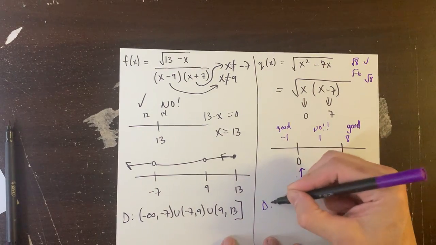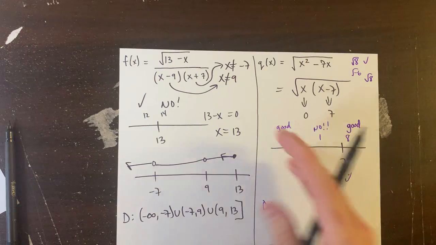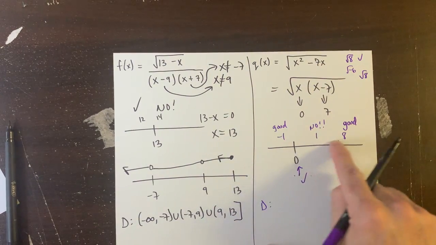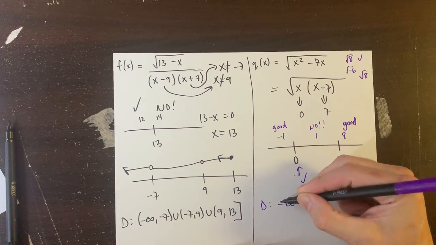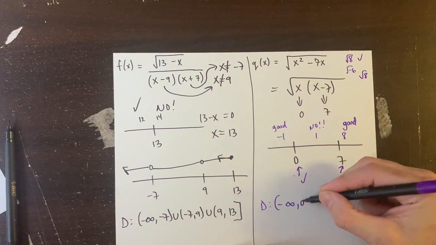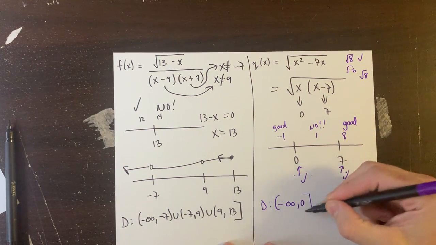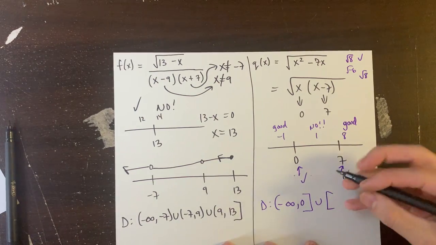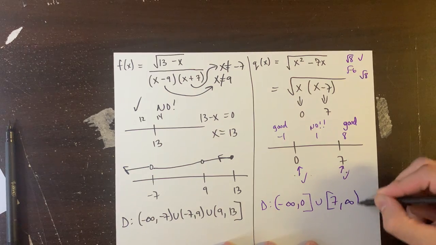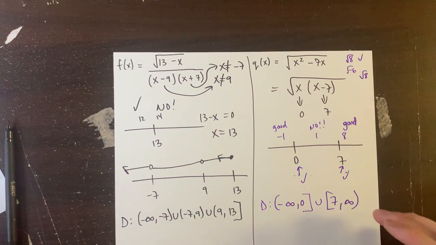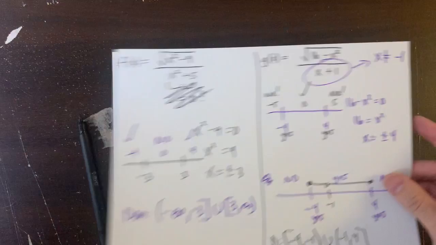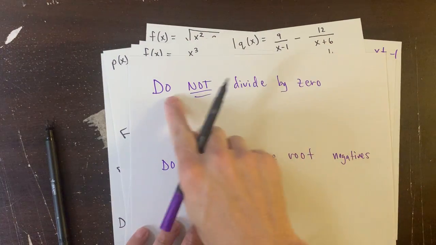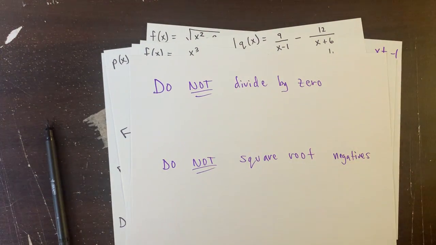So it seems like this would be the domain. It seems like it's everything up to here and everything from there except this piece in the middle, because that's no, no, no. So it'd be negative infinity up to 0, and the 0 is okay. We skip this, and we continue from 7 all the way up to infinity. So this is how you can look at the domain algebraically by remembering these two things. Don't divide by 0, and don't square root negative numbers.